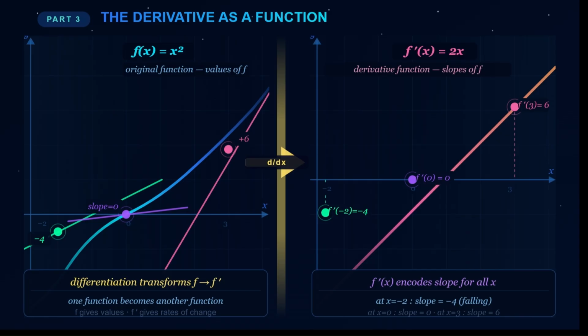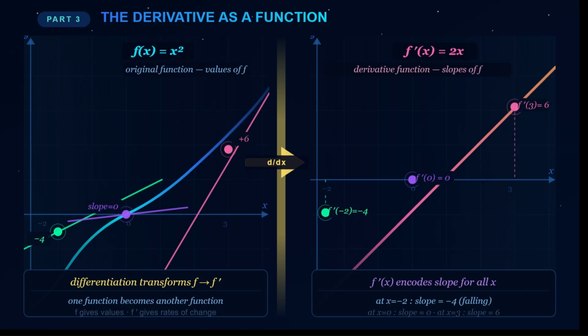Here is an important conceptual shift. When we write f prime of a for a specific value a, we get a single number, the slope of the tangent line at that one point. But what happens if we allow a to vary? As we move a across the domain of f, f prime of a produces a different value at each location. This means that f prime is itself a function. It takes an input x and returns the slope of f at that point. We call this the derivative function, and we write it as f prime of x or dy over dx.